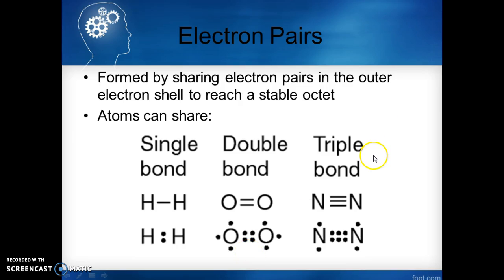And then you have your triple bond, and it is represented by 3 lines. And here we have 1, 2, 3 pairs of electrons or 6 electrons being shared.